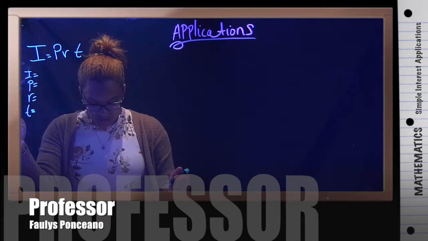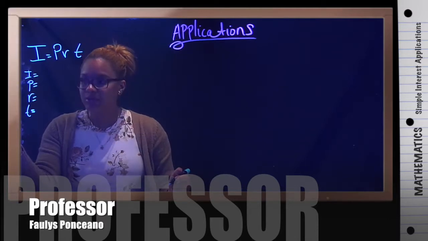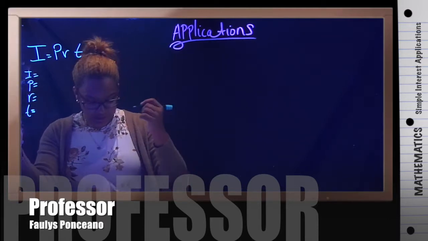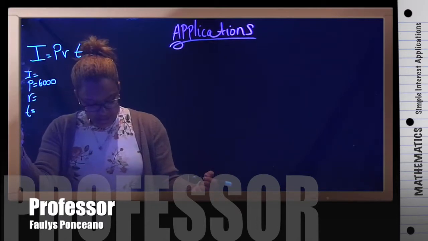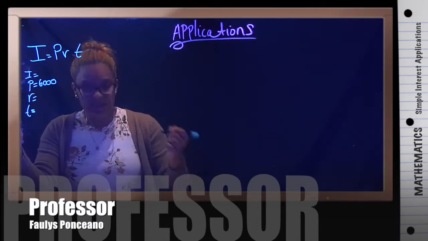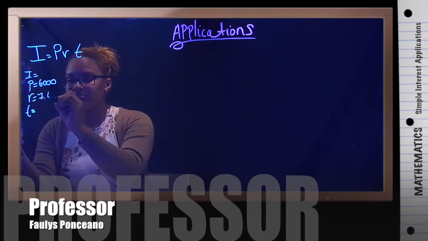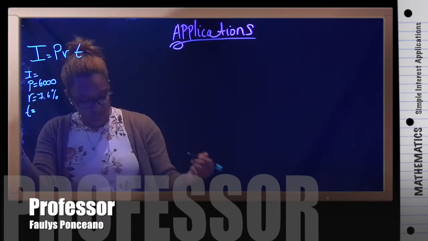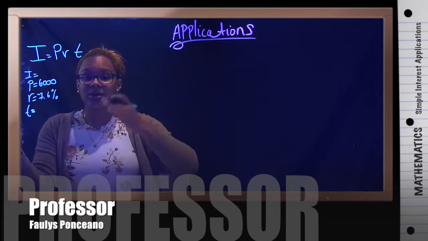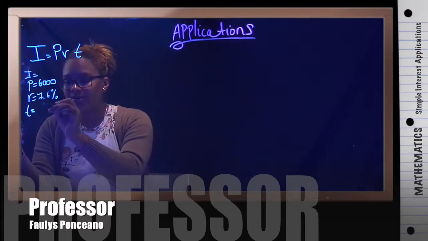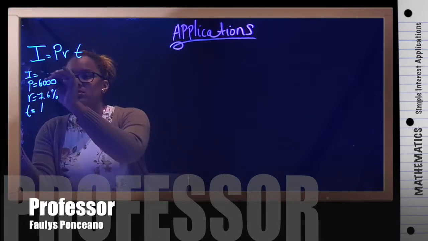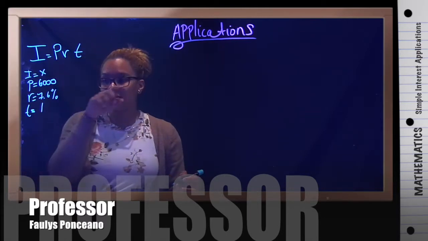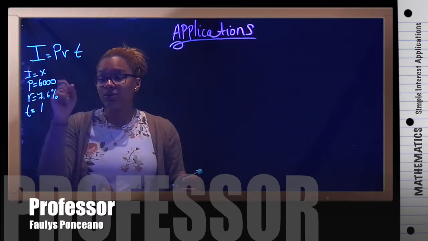So they invested $6,000 in bonds. So that's the principal they invest at the beginning. It says at a simple interest rate of 7.6%. That's the rate. At the end of 1 year, so after 1 year has passed, that's T. And they want to know how much they received in interest on that investment. So we don't know I.